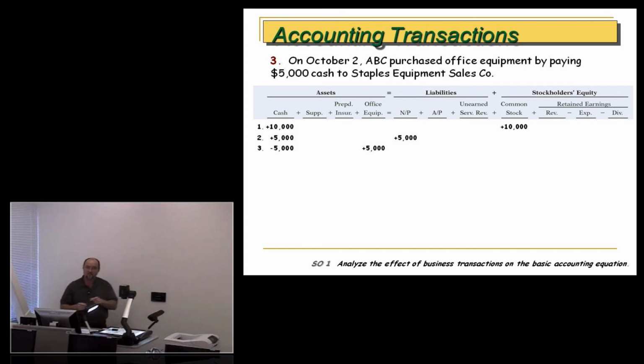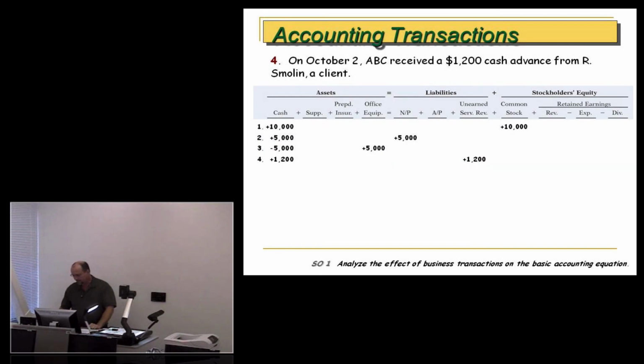Okay, so this transaction involved an asset and an asset. Let's go back and look at the previous transactions. First transaction, we had an asset and stockholders' equity, cash and common stock. Second transaction, we had an asset and a liability, cash and notes payable. Third transaction, we have two assets, cash and equipment. One asset increased by 5, one asset decreased by 5. Total assets stayed the same.